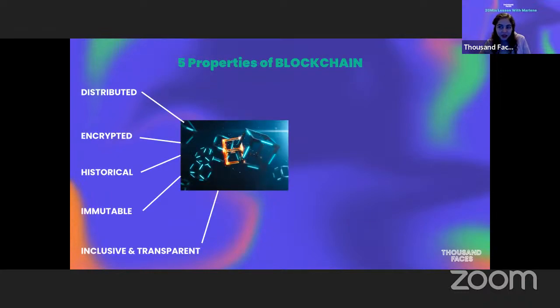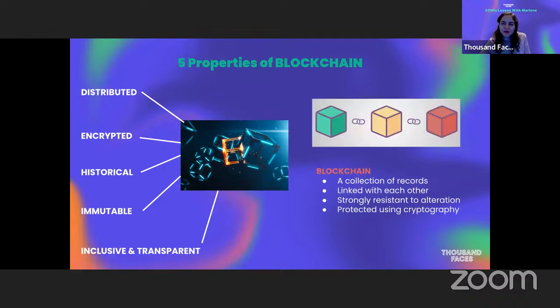And to understand smart contracts, we have to go back to blockchain because smart contracts are based and stored on blockchain. So what are the characteristics of blockchain? It's distributed, encrypted, historical, immutable, inclusive and transparent. We have other lessons on blockchain, so if you want to go deeper into those, you can find them on our YouTube channel.